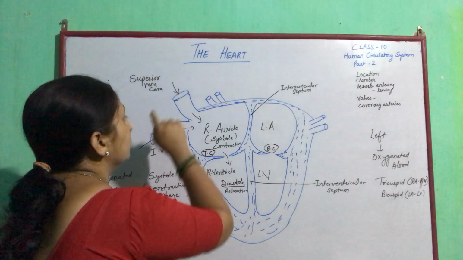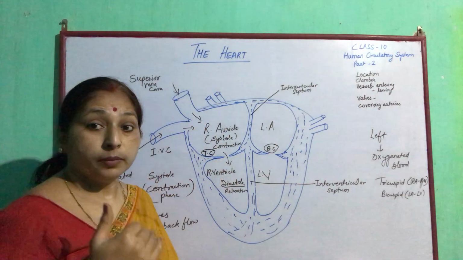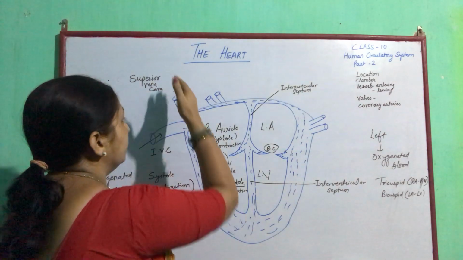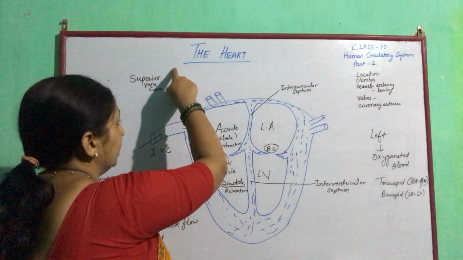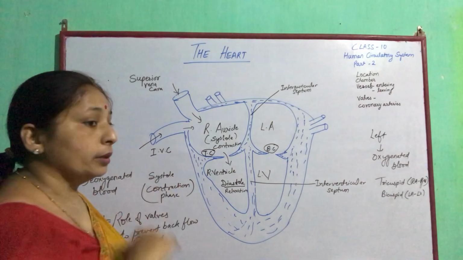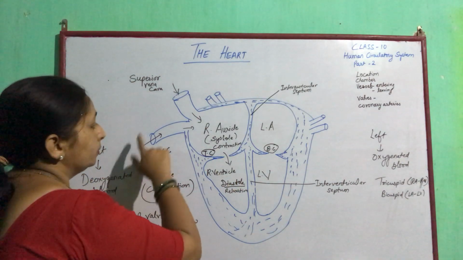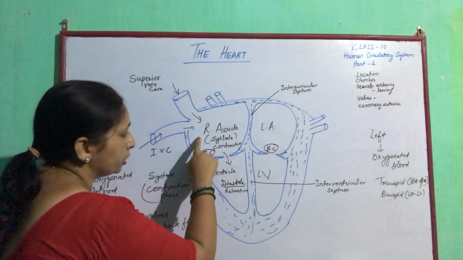parts. Here, blood from the superior vena cava, which is the part from the parts above the heart, that is chest cavity, neck and head, all these portions, the deoxygenated blood is poured into the right auricle. The blood from the lower part of the body, the parts lower than the heart, the deoxygenated blood is poured into the right auricle.